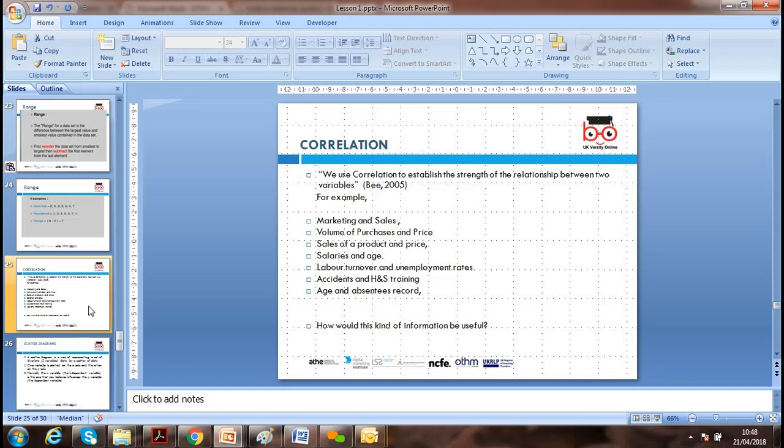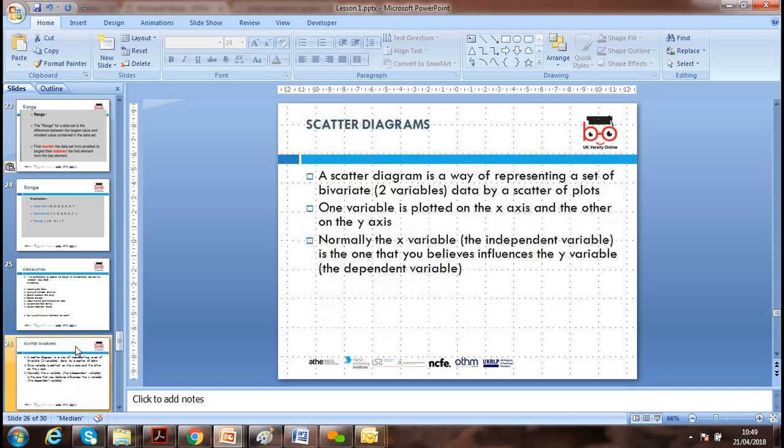Age and absentees: which age group is more absent from work, so we can find the correlation. So these correlations are quite useful to use, and we'll do that in our next lesson. What is meant by scattered diagram?